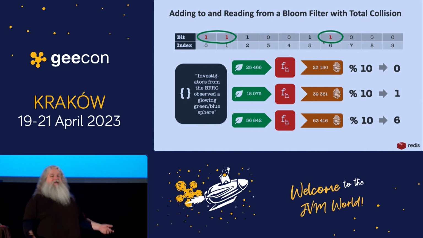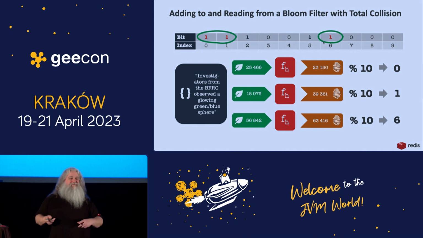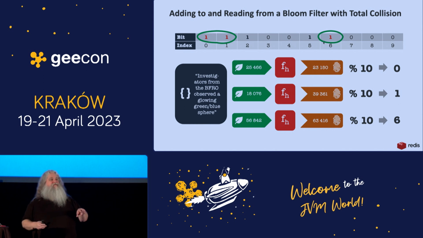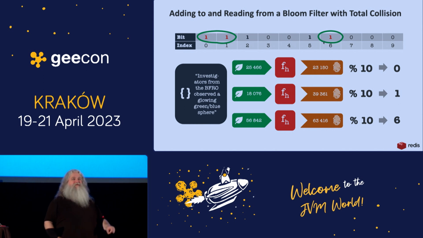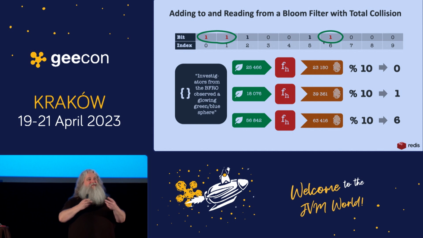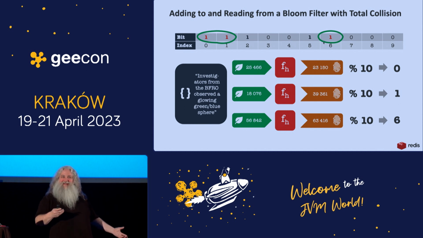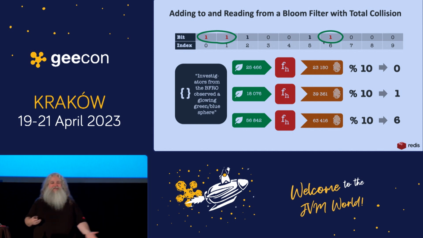Now, if we had asked before we added it whether this was in the filter or not, it would have said probably. And if we add it and then ask, it's going to say probably. This is why it's probabilistic, because it's kind of squishy, right? It matters what order you did things in.